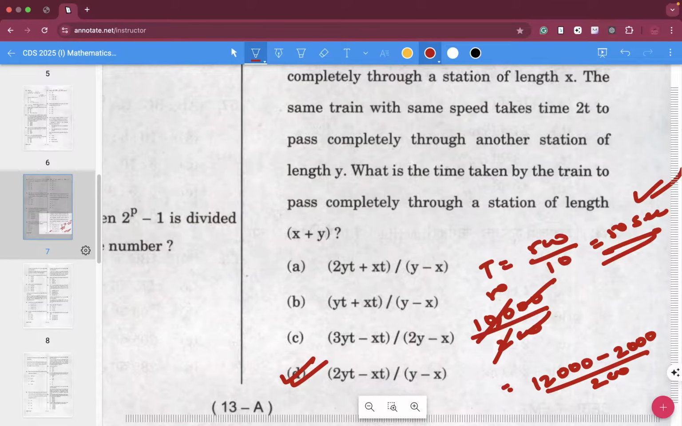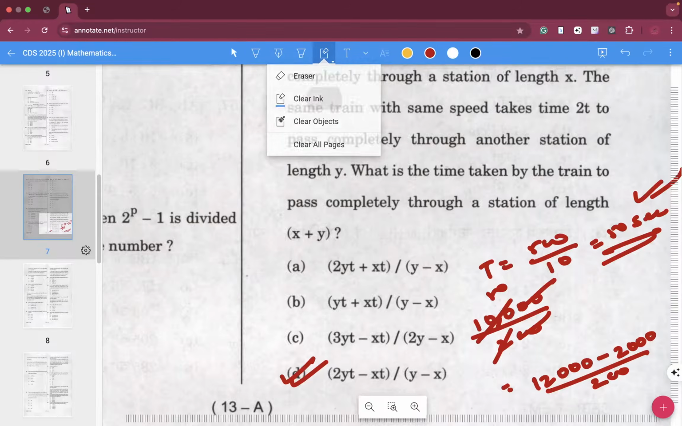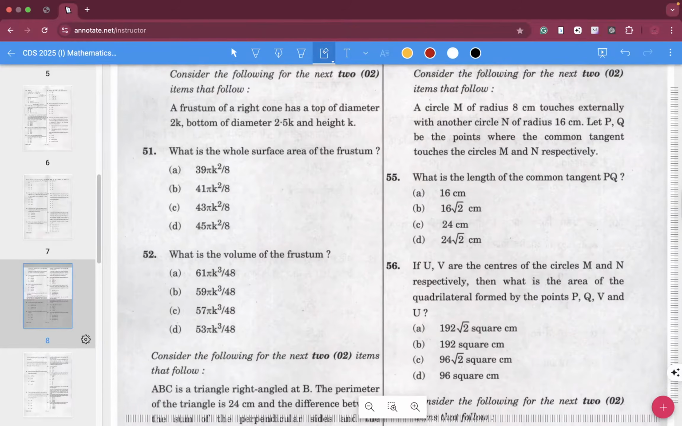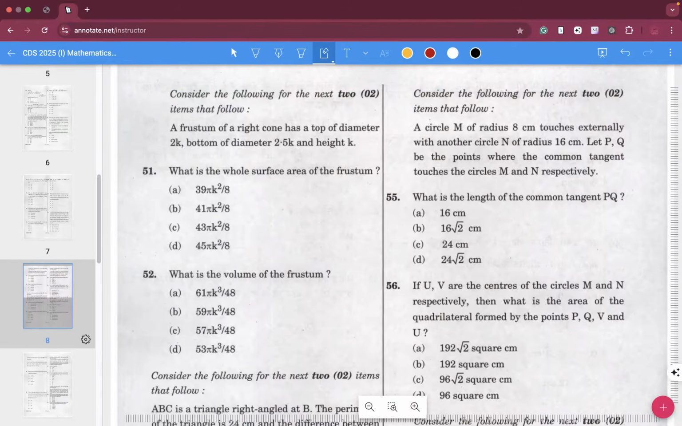So now we'll move to the next one. Now we have some geometry questions coming in. So consider the following for the next two items that follow. A frustum of a right cone.